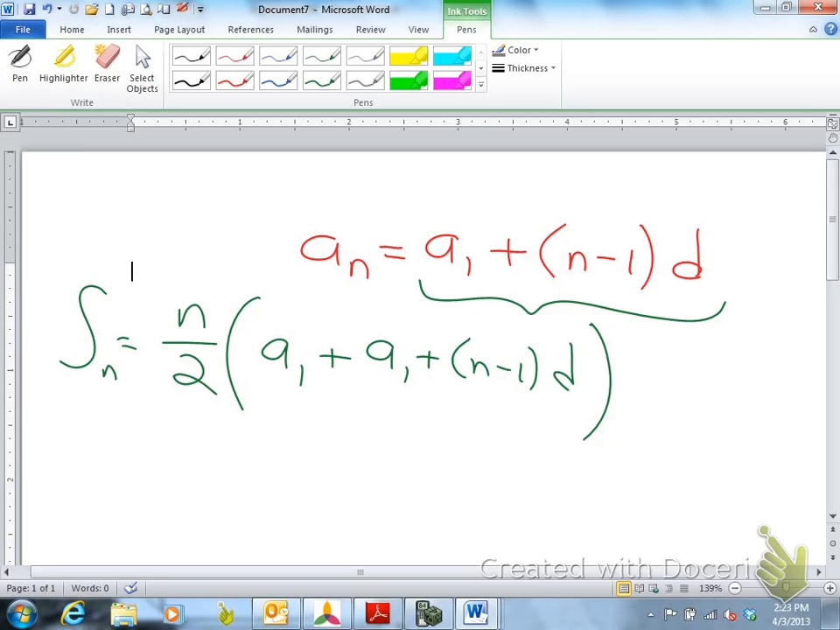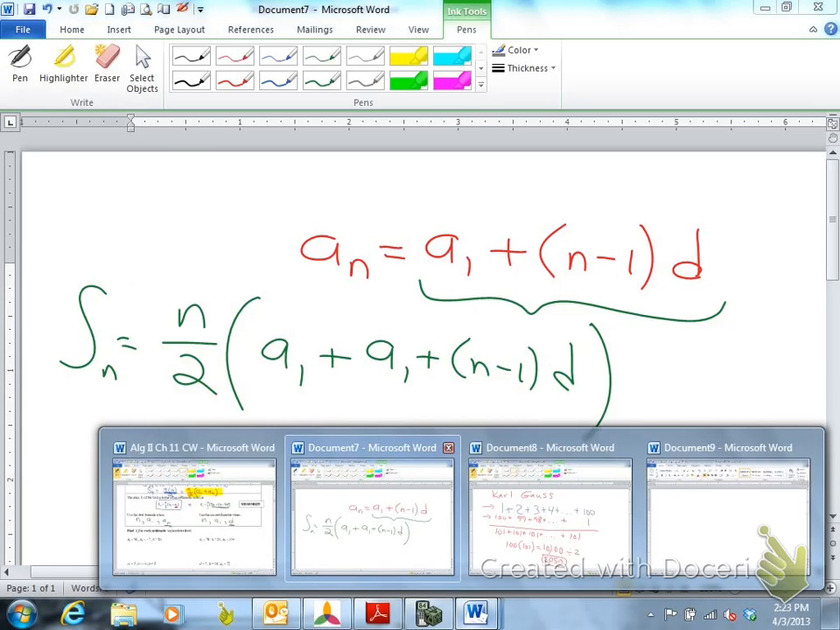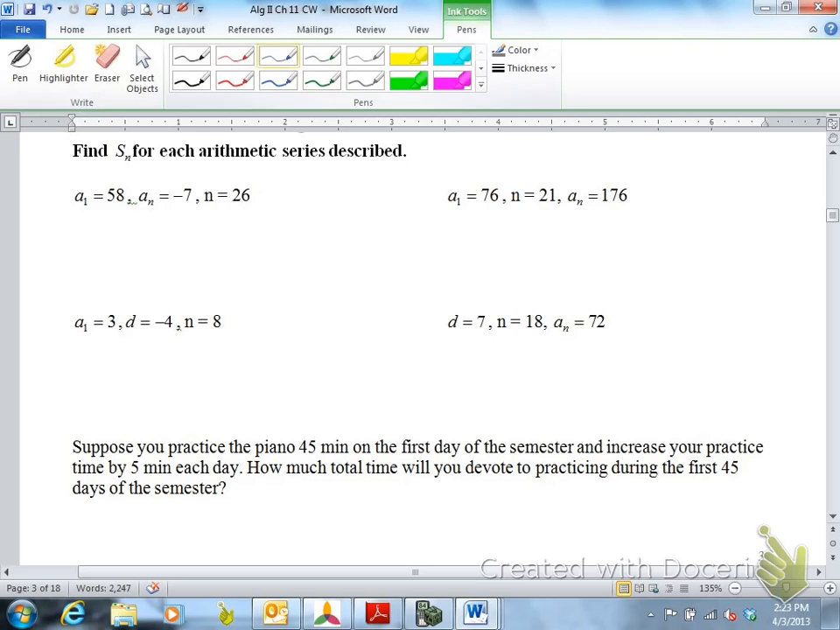So let me show you how these formulas are used. It's basically plugging in numbers. You just have to plug them in the right spot. So find the sum. S sub n is the sum. N in this case is 26. And since we have the last term and the first term, we can use the short formula. So you have 26 over 2, 58 is the first, plus negative 7 is the last term.